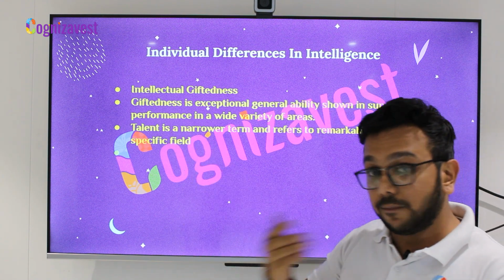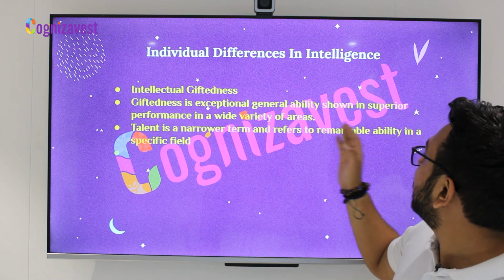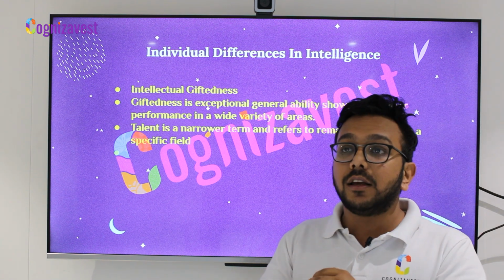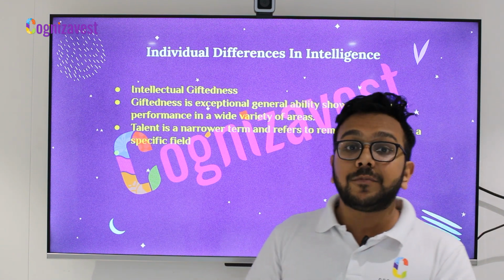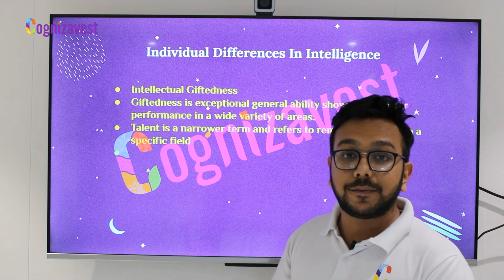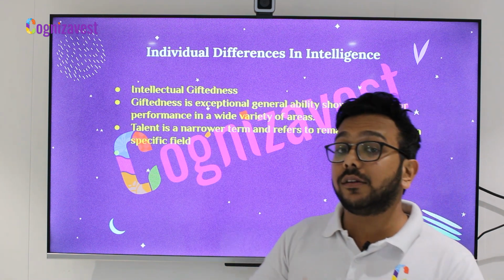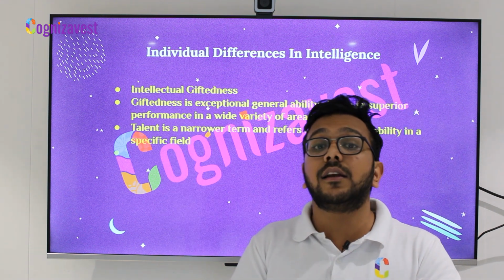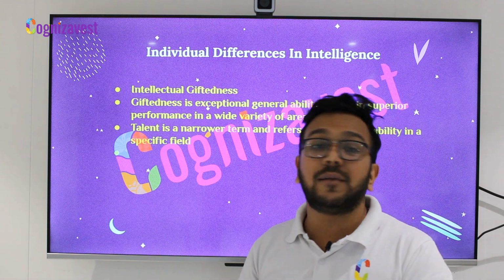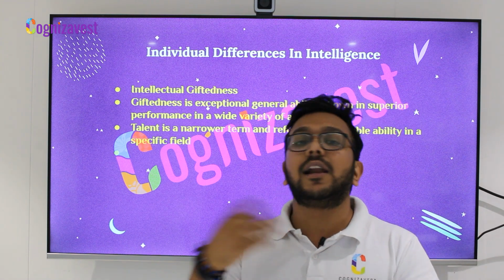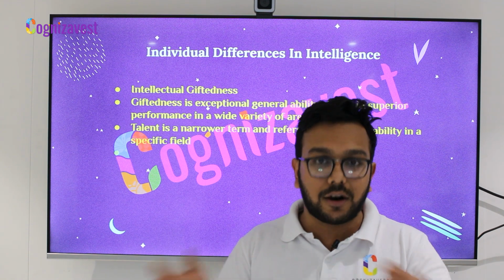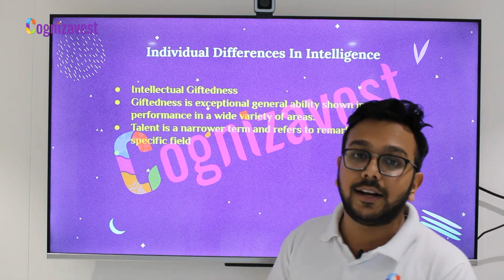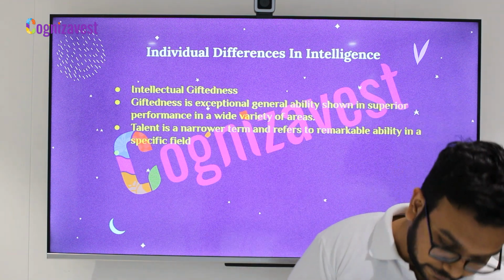Whereas talent, now we come to that. Talent is a narrower term and refers to remarkable ability in a specific field. So let's say, for example, Virat Kohli. Would he be gifted or would he be talented? He would be talented. Why? Because he excels in the sport of cricket. Whereas giftedness would be someone who excels in more variety of areas. Maybe in your school itself, you have people who are really good at hockey, cricket, football, all-rounder sportsmen, right? So that is your giftedness. So there's a big difference between giftedness and talent, and I hope I was able to clear that for you.